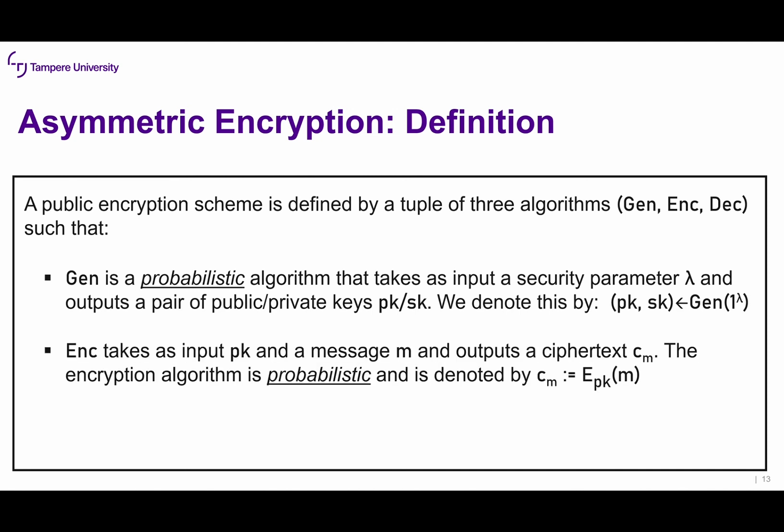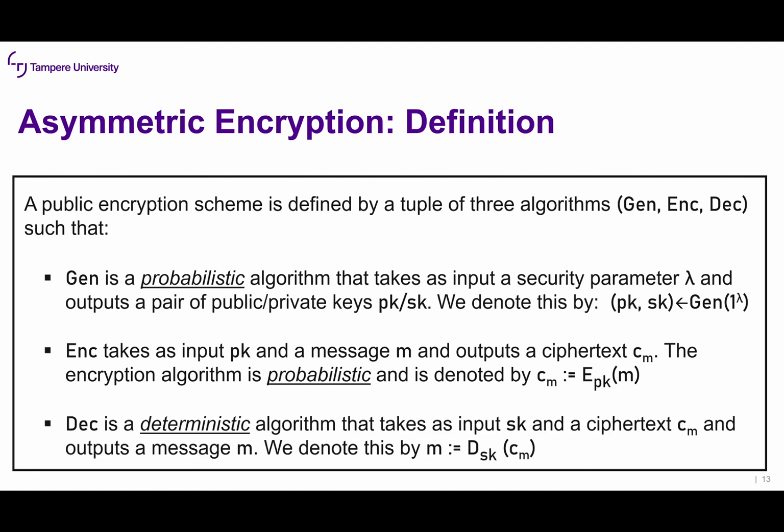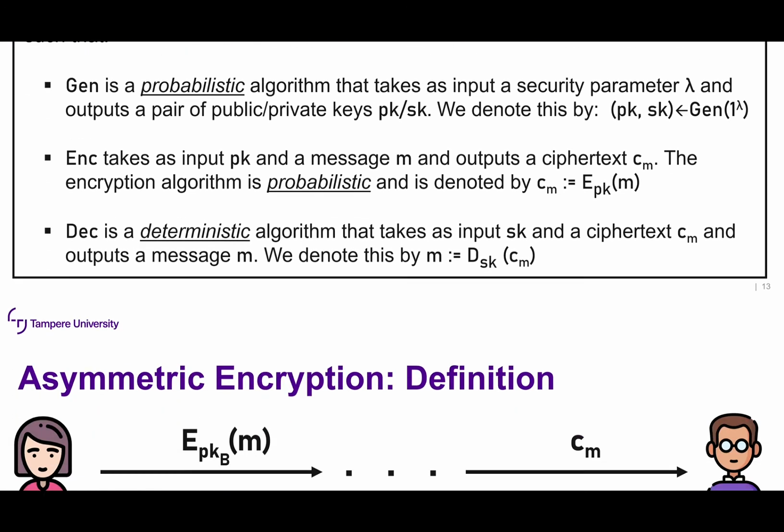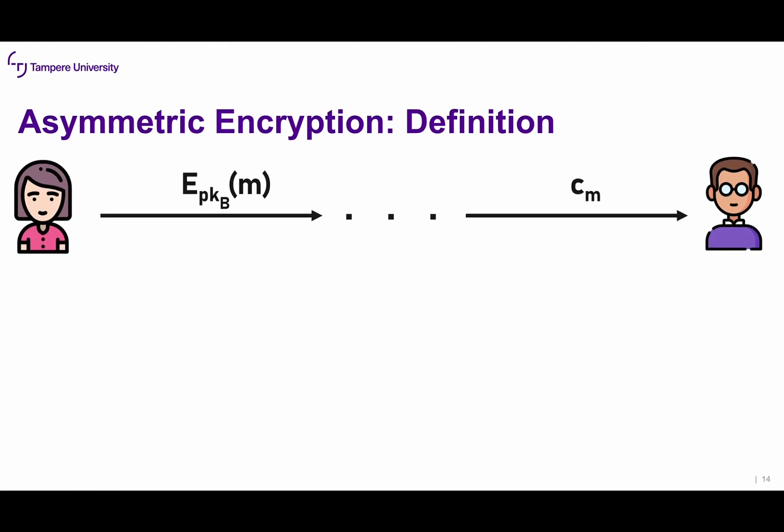Now, the encryption algorithm takes as input a public key PK and the message M and outputs a ciphertext C of M. In contrast to symmetric encryption, in asymmetric encryption the encryption algorithm is also probabilistic. Finally, the decryption algorithm is a deterministic one and takes as input a secret key SK and the ciphertext C of M, and outputs the message M. So by giving this algorithm as input a ciphertext and the secret key, we can recover the message. The decryption algorithm is always a deterministic one.